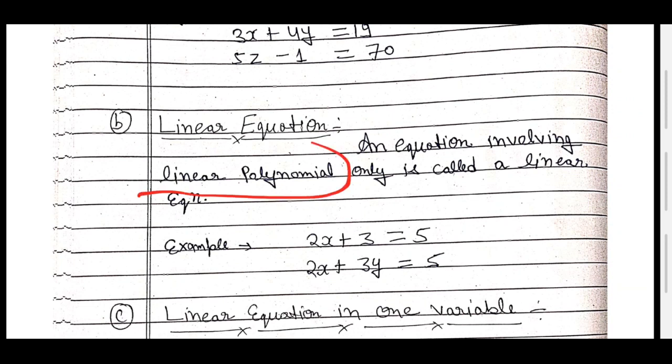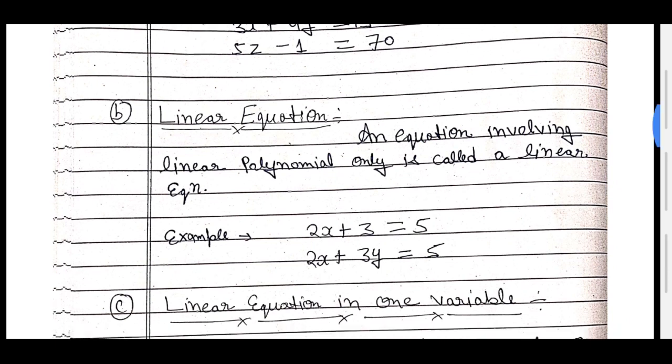What is the meaning of linear polynomial? Which has only one power. So an equation involving a linear polynomial only is called a linear equation, which has only a linear polynomial. It means it has only a one-power polynomial, not like two. The example is the same, 2x plus 3y is equal to 5.